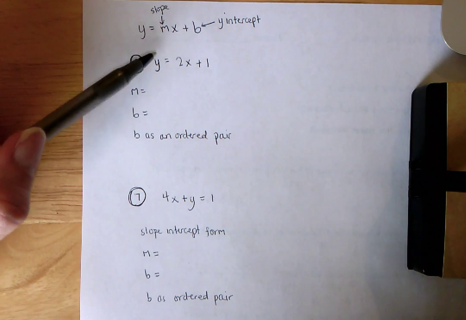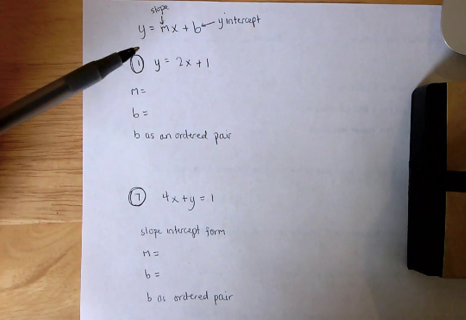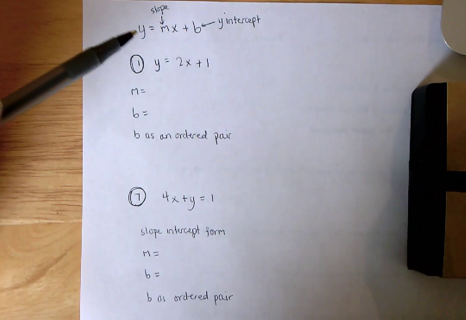When you are doing these, they are nice and easy. I think the first few are just really easy. All you have to do is look at the equation and identify the slope and the y-intercept. Very nice. So look at what's in front of x.